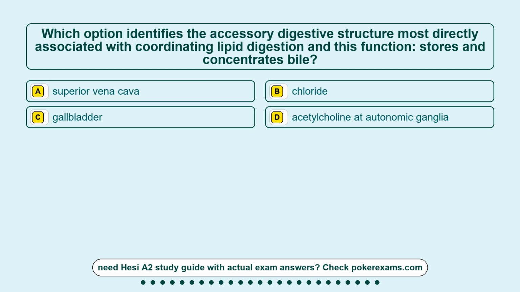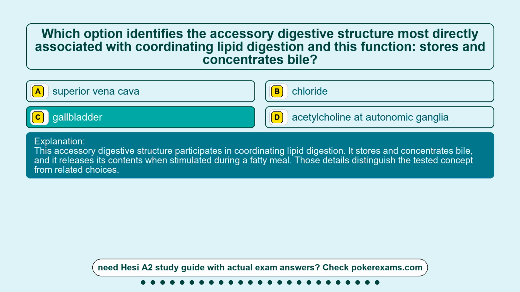Question 22. Which option identifies the accessory digestive structure most directly associated with coordinating lipid digestion and this function, stores and concentrates bile? Option A, superior vena cava. Option B, chloride. Option C, gallbladder. Option D, the acetylcholine at autonomic ganglia. The correct answer is option C, gallbladder.